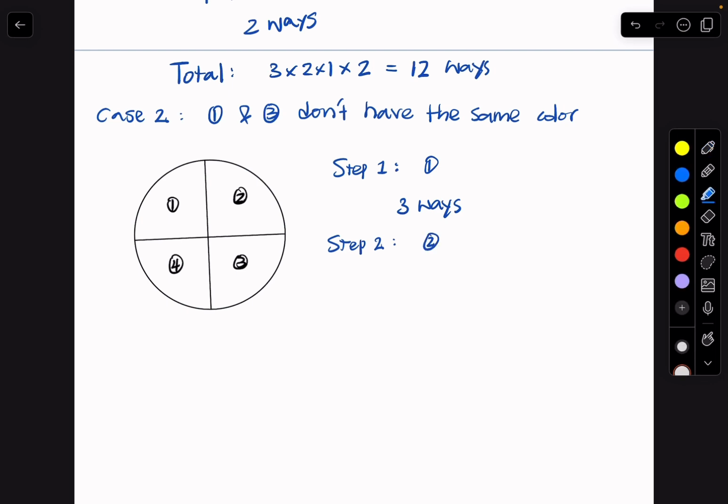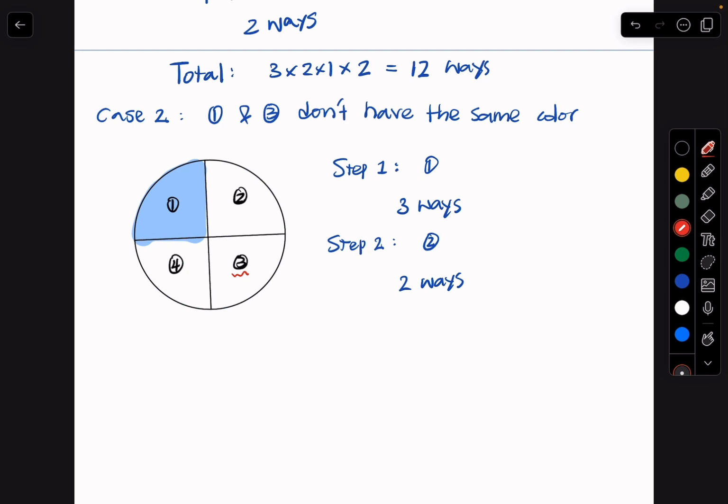We can just use the same idea. Let's just, for example, say I use blue for the first region. So for the second region, I will have 3 minus 1, which gives me 2 ways, which means 2 color choices. And now let's look at step 3, which we're gonna choose a color for the third region.